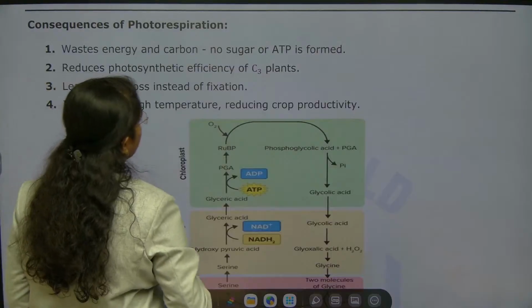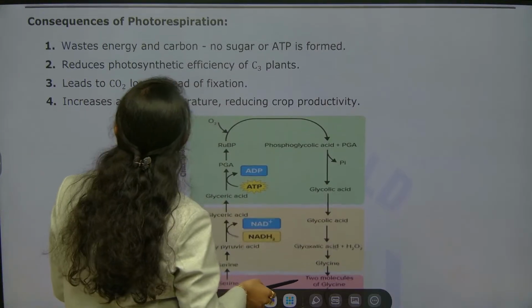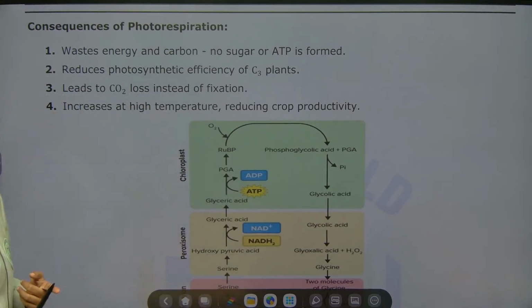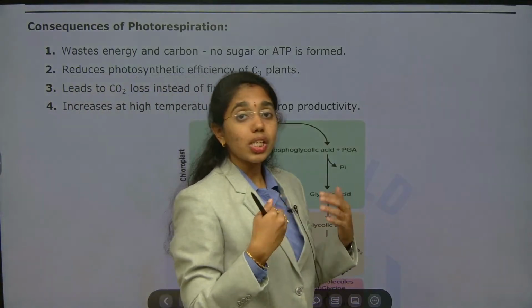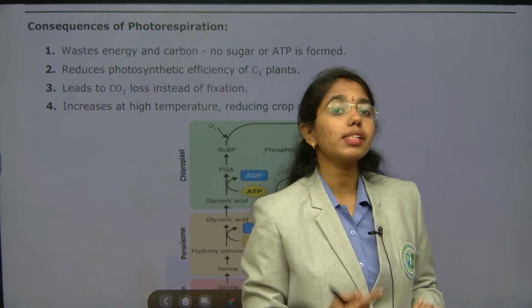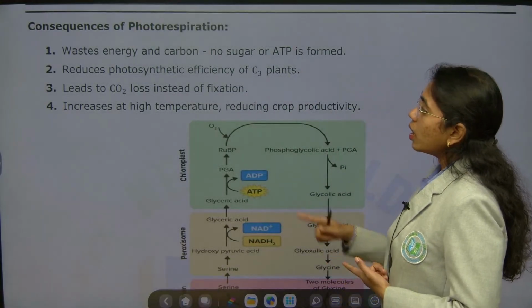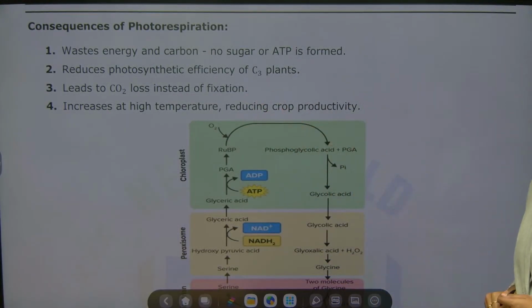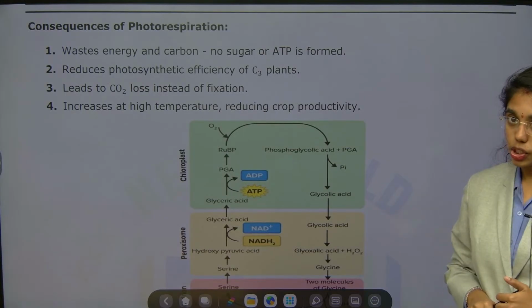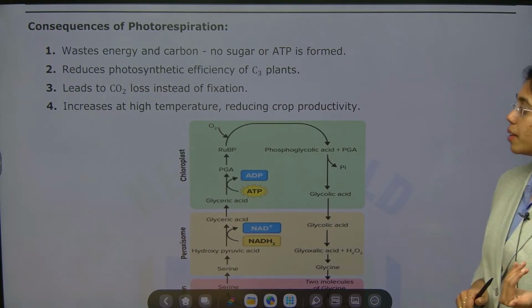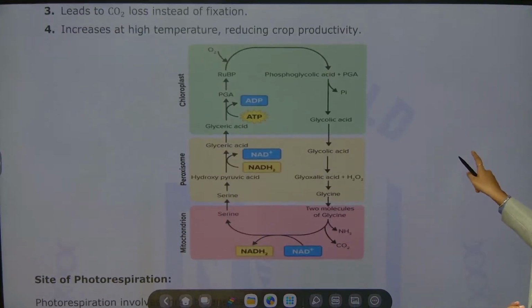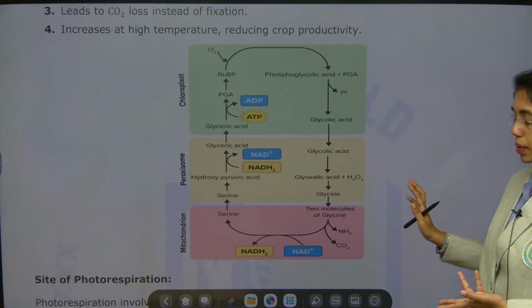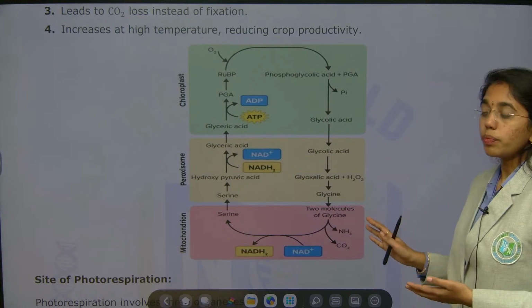Consequence of photorespiration. What is the consequence of photorespiration? This wastes energy, no sugar or ATP is produced, rather energy is consumed and carbon dioxide is released. This leads to carbon dioxide loss instead of fixation. This increases at high temperature, reducing crop productivity. And these are the organelles which are involved in photorespiration. Complete mechanism you have to highlight.